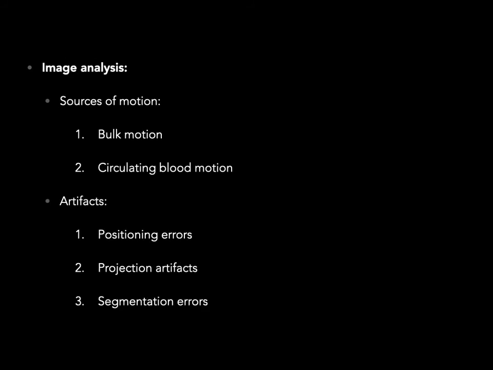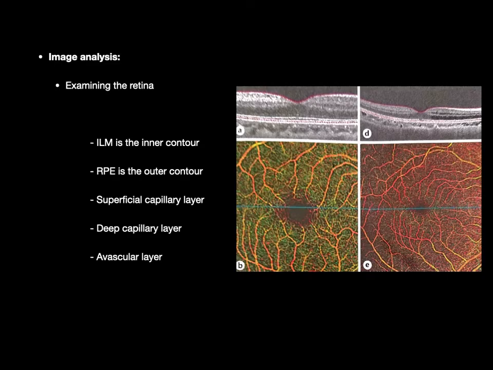The image analysis in OCTA depends on detection of the source of motions and the artifacts. The source of motion in OCTA is the bulk motion related to the movement of the eye and the head of the patient, and the movement related to the circulating blood flow. The artifacts are usually related to positioning errors, projection artifacts, or segmentation errors.